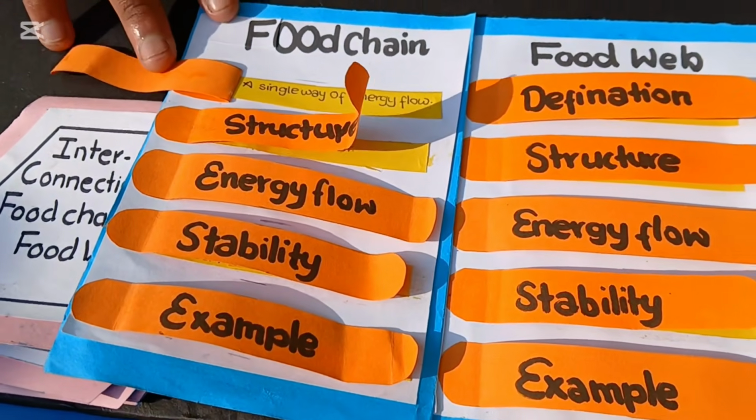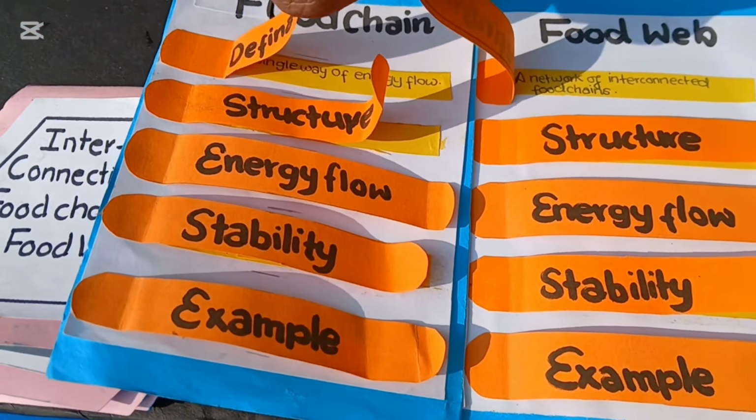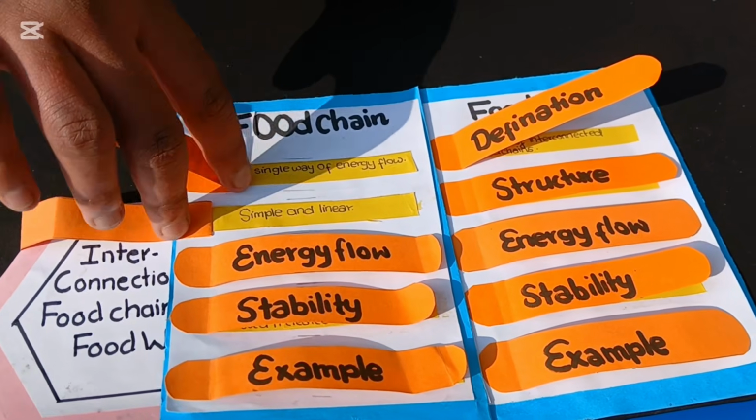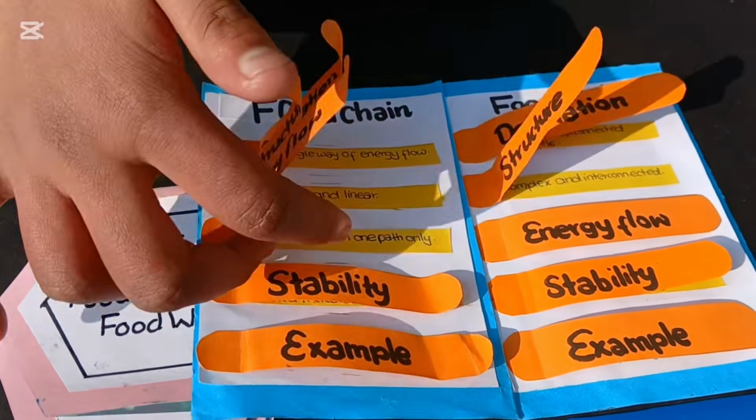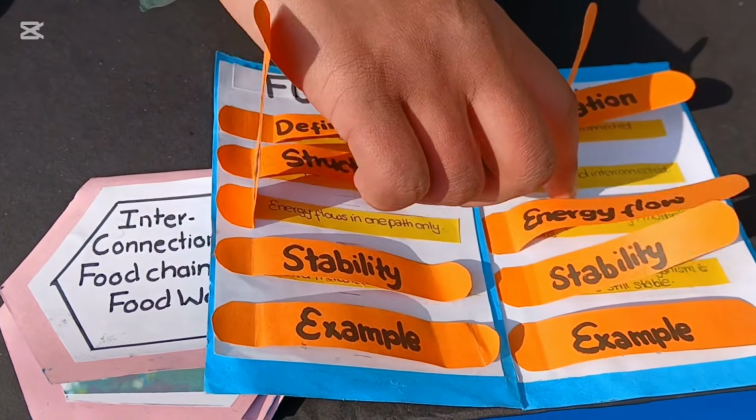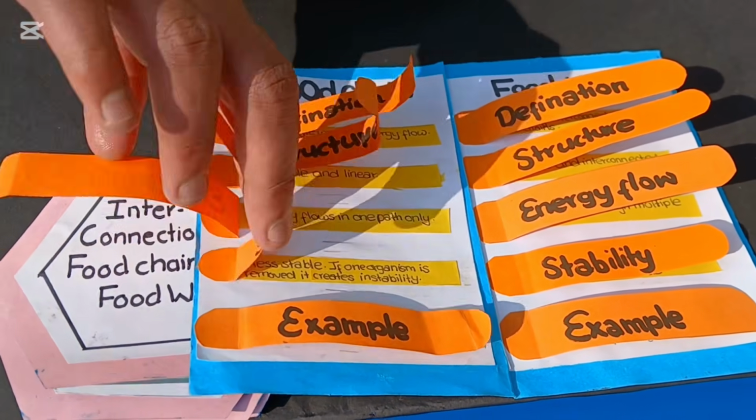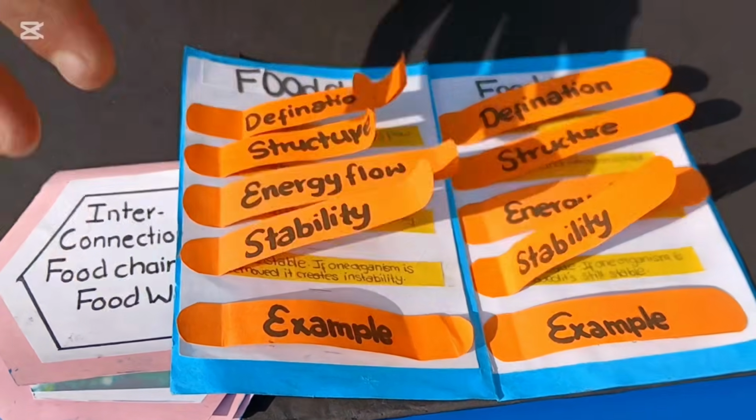Food chain is a single pathway of energy flow, whereas food web is the network of interconnected food chains. This is the structure of food chain. Food chain is simple and linear, whereas food web is complex. This is the energy flow. This is the stability of food chain. Food chain is unstable, whereas food web is stable.